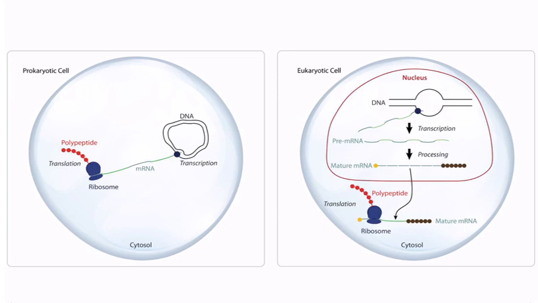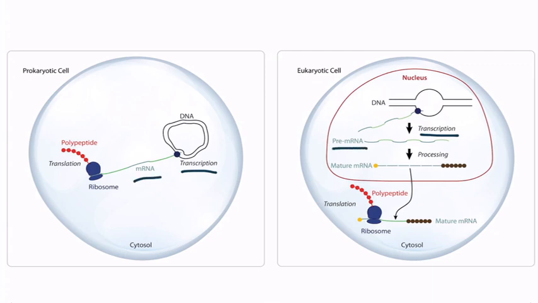Let's get started. This is an overview figure of transcription and translation in both eukaryotes and prokaryotes, which can be found in Section 3 of Molecular Biology. In the last video, we discussed transcription. Recall that this is a process that uses DNA as a template to synthesize mRNA.